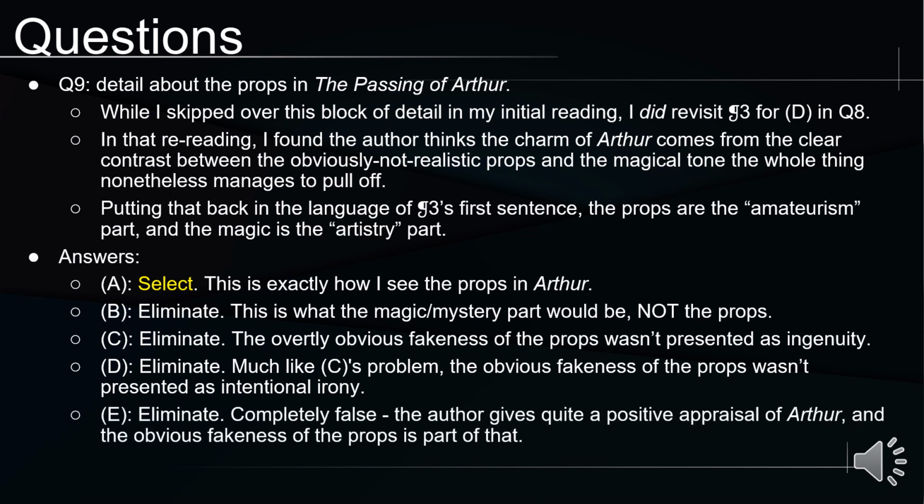And E, we're also going to get rid of. And unlike C and D, this one is actually just patently false. The author gives quite a positive appraisal of Arthur, and the obvious fakeness of the props is part of that positive appraisal. Somehow, the contrast between the fakeness and the magic is kind of what makes Arthur so good. At least that's the sense that I got from paragraph 3. So yeah, it's nice when things work out like this.